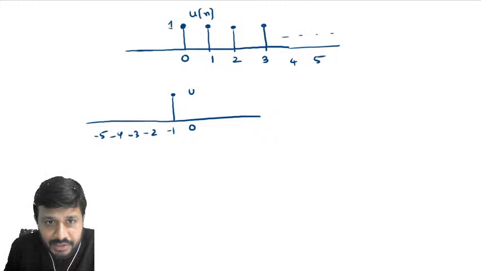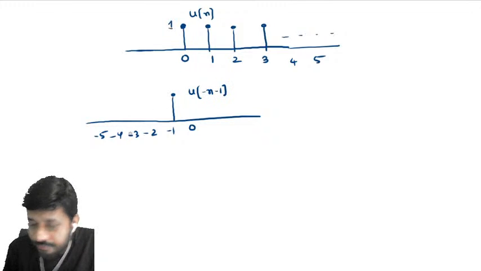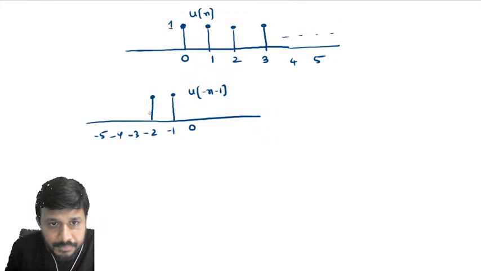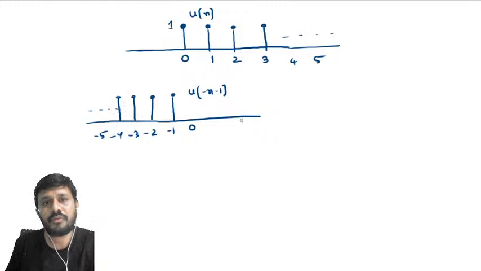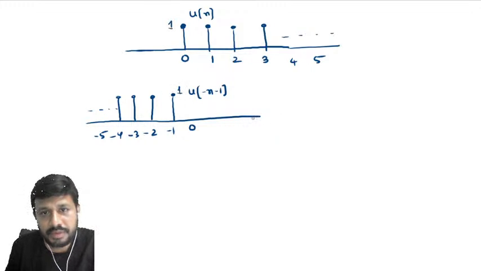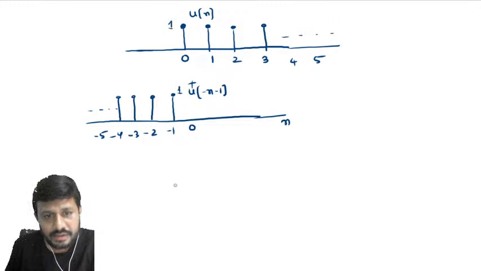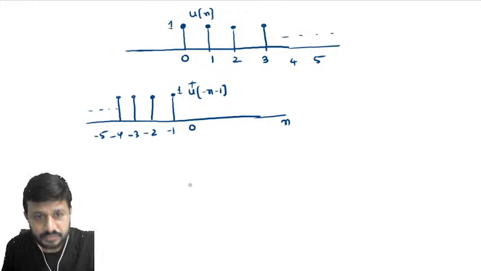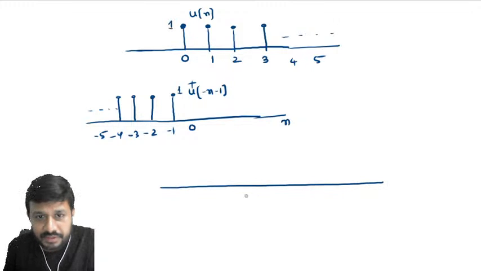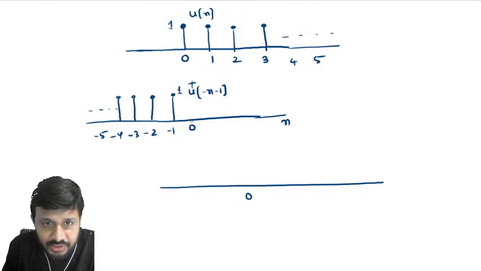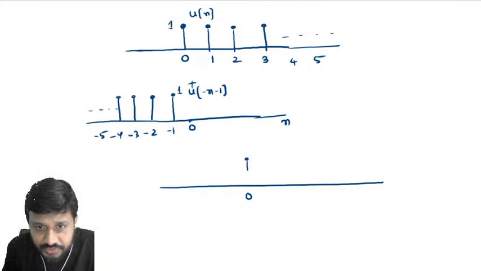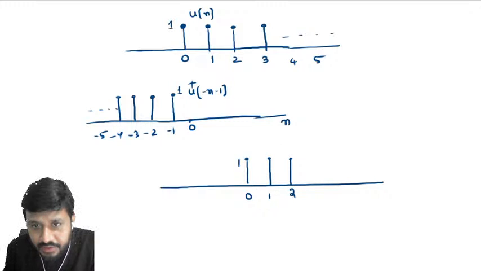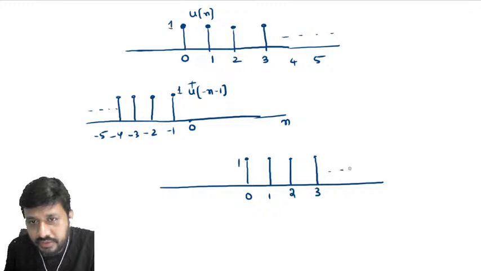So u of minus n minus 1 means, okay, Sai Pavan. Now what we have to do? Simply we have to add these two signals. What happens if I add? At 0, this value is 1, this value is 0. 1, nothing is there means 0. 1 plus 0 is 1. At 1 it is 1. At 2 it is 1. At 3 it is 1, and so on.